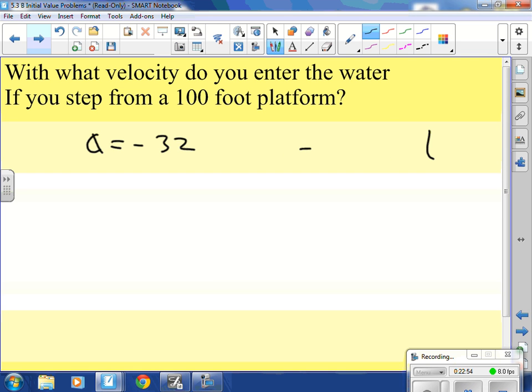At time 0, what's your height? 100. And at time 0, what's your velocity? 0. You're not moving, right? You're standing on the platform. There's nothing happening. You're going to start falling.